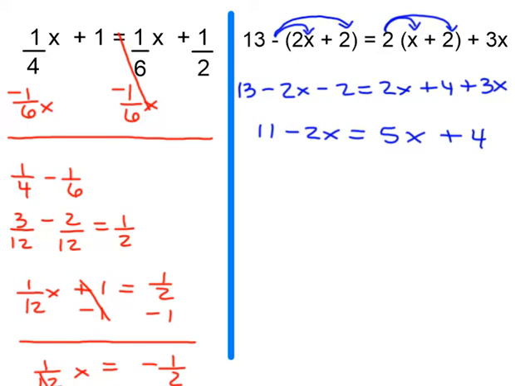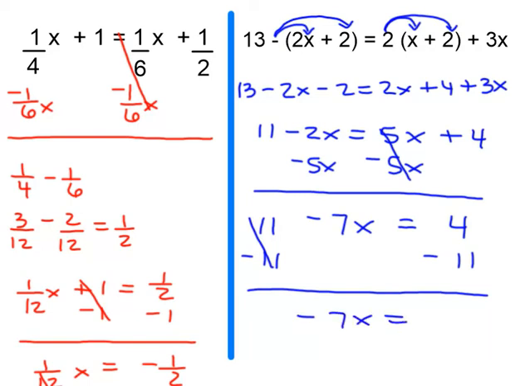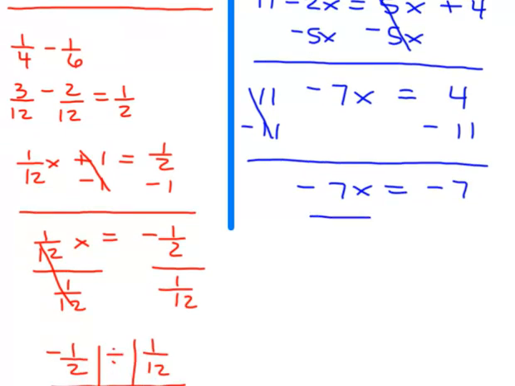All right, let's move our variables to the left. So minus 5x minus 5x. These cancel. Negative 2x minus 5x is negative 7x. Bring down the 11 equals 4. Let's move our constants to the right. Minus 11 minus 11. Those cancel. Negative 7x equals 4 minus 11 is negative 7. Divide by negative 7. Divide by negative 7. This cancels, x equals 1.